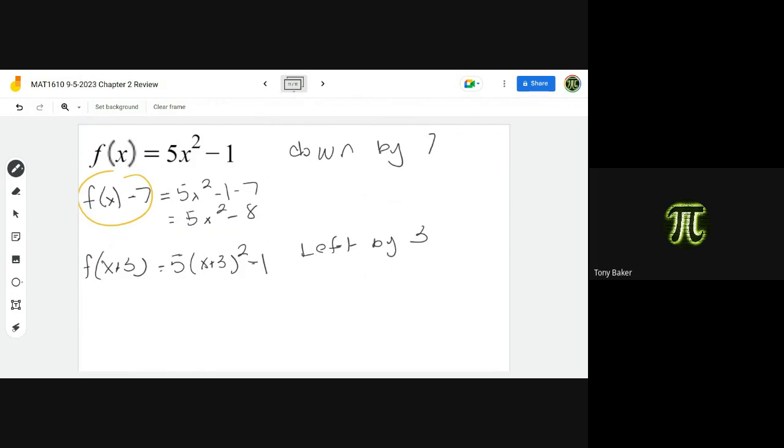And you could combine these two. If I wanted to do both of them, it'd be x plus 3 minus 7. And it'd be the same concept. I'd do 5 x plus 3 squared minus 1 minus 7, and you get minus 8. So you can do both of them at that point too. And you could also do multiplication or division, multiply x's and everything else by that too.